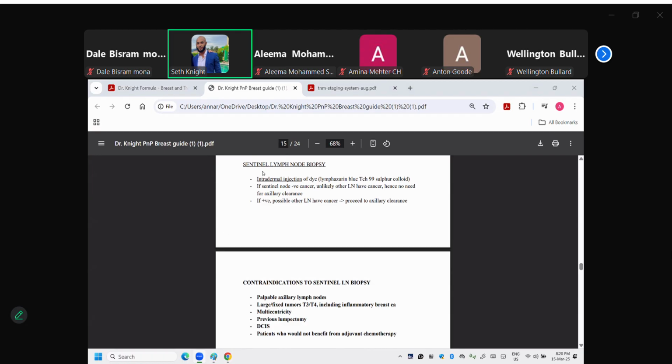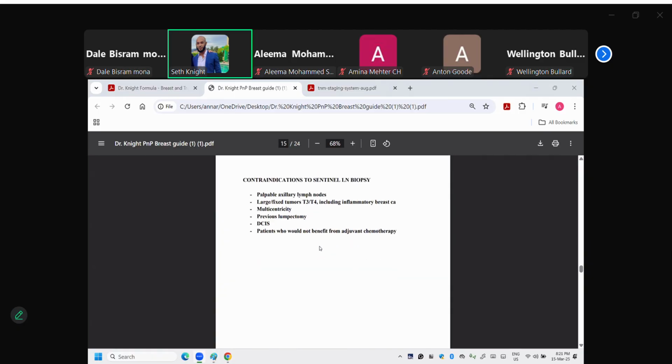Good. So that's sentinel lymph node biopsy. It's intradermal, we use technetium 99 or methylene blue, and the reason we do it is to see if the patient has axillary lymph node spread. If the sentinel node is negative, it is unlikely that the other lymph nodes have cancer, so you don't have to do axillary clearance. However, if it is positive, it's likely to have spread to all or some of the axillary lymph nodes, so you just do an axillary clearance one time. So that's sentinel lymph node biopsy.